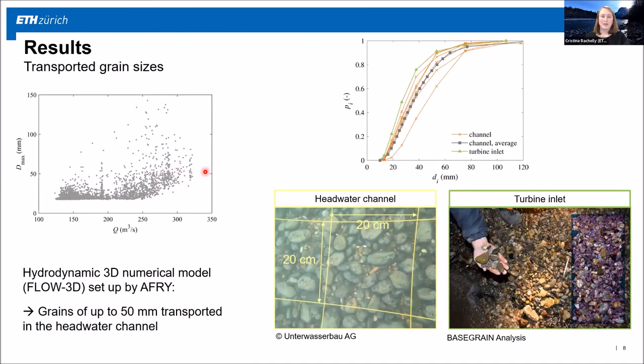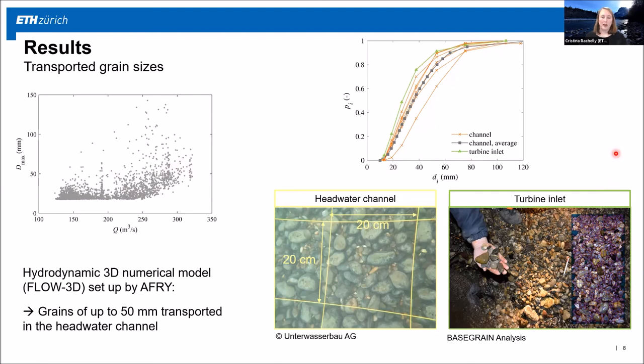We can also compare this to actual grain size distribution measurements that we did on the material that was excavated from the headwater channel, which are the orange curves. You can see that most of the sediment is between 20 and 60 or 80 millimeters of diameter. So this also corresponds quite well to the data we got here and validates that these kinds of grain sizes can be transported actually up to the turbine inlet. This is a picture from the turbine inlet and the sediment that's deposited there.